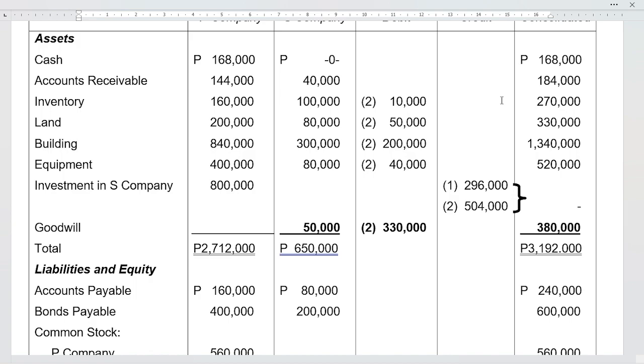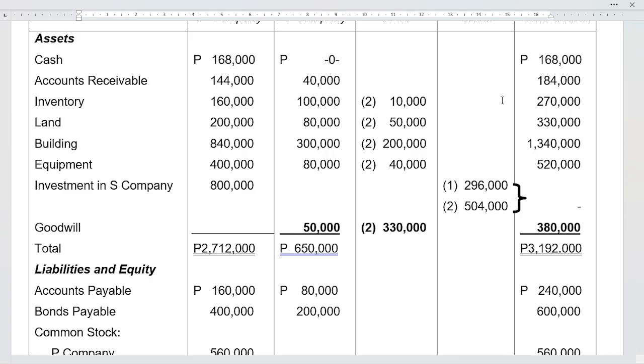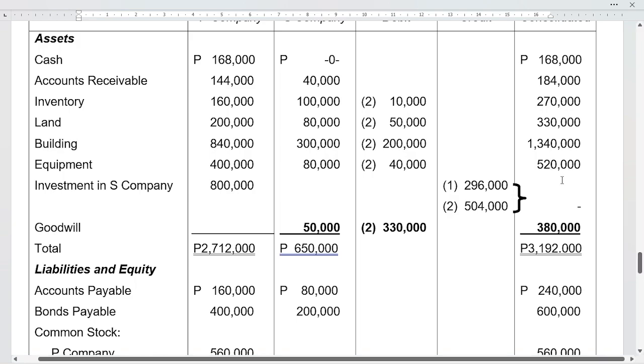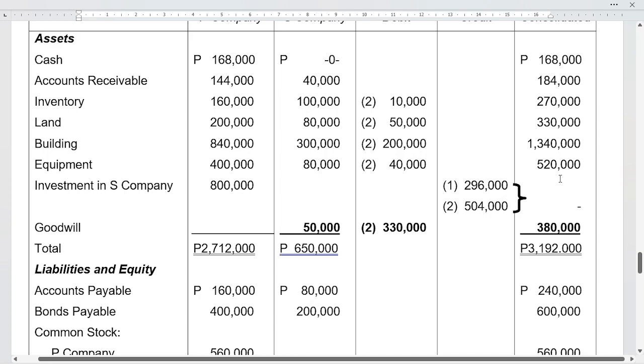For the consolidated, we will have a cash total of 168,000, accounts receivable of 184,000, inventory of 270,000, building of 330,000, equipment of 1,340,000, and investment in S company of 520,000. For the goodwill, we will have a consolidated amount of 380,000. For the total assets, P company has a total assets of 2,712,000. S company has 650,000 total assets, while in consolidated, it will have a total of 3,192,000.